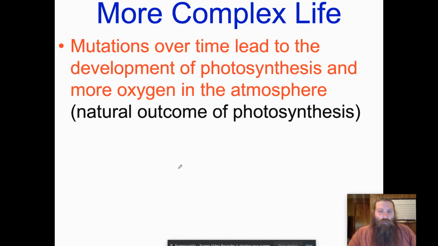Now, more complex life comes from mutations to those simple early organisms. And one of these mutations eventually leads to the development of photosynthesis. Photosynthesis puts more oxygen in the atmosphere, right? That's like the natural outcome of photosynthesis. You bring in CO2, which you would get from the outgassing of volcanoes, which would have been prevalent in the early atmosphere. They take that CO2, light from the sun, and water, and they turn it into sugars and oxygen. That oxygen they release, they don't use the oxygen, and slowly it builds up in the atmosphere.